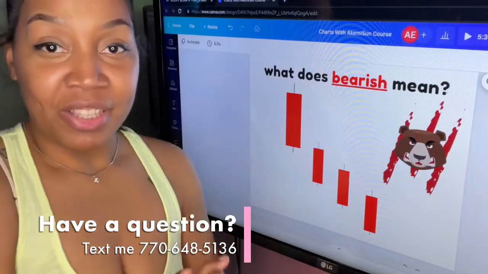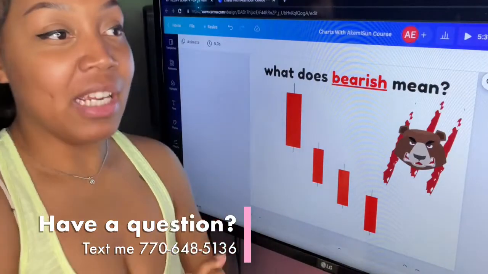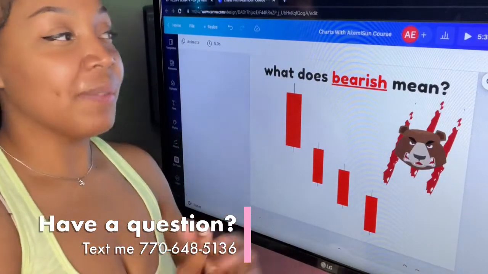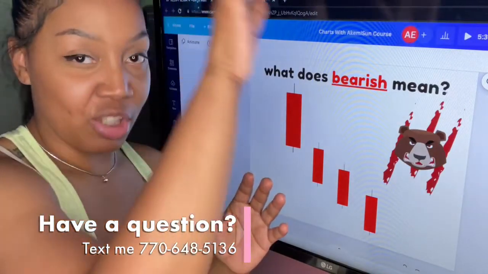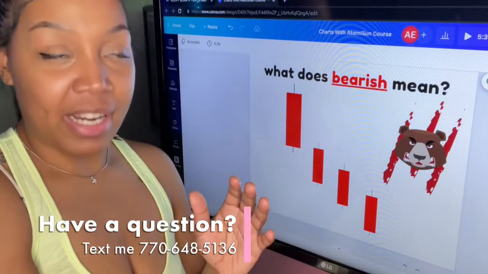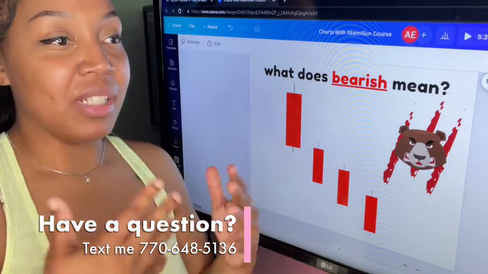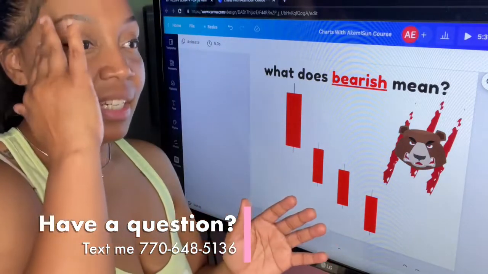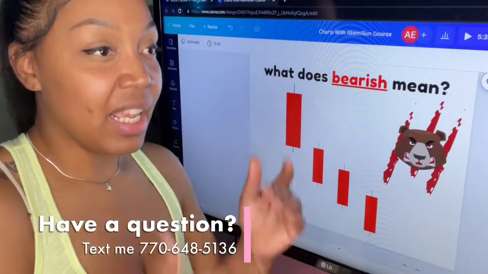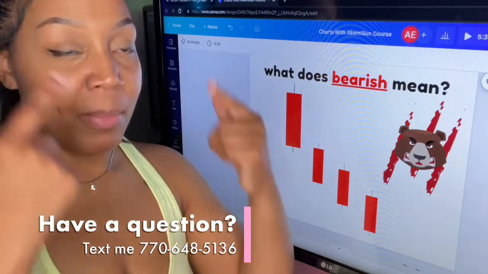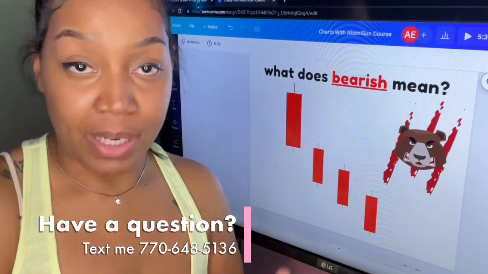So think of a bear, all right? A bear has claws, of course. And when a bear attacks, it takes its paws and it scratches you downwards. All right? So anytime anyone says bearish, think of bear paws and them scratching downwards. And that will help you to remember that bearish is going down.